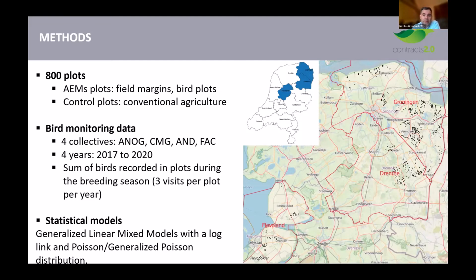We had data of 800 plots: field margins, bird plots, and control plots. Control plots are plots with conventional agricultural practices, which otherwise have similar characteristics to plots with agri-environmental measures. We analyzed the relations between birds' abundance and management of the plots, as well as landscape factors. And to analyze this relation, we used generalized linear mixed models with a log link and Poisson or generalized Poisson distribution.